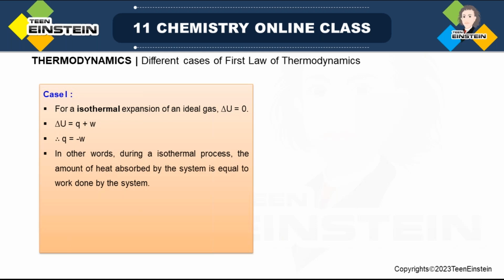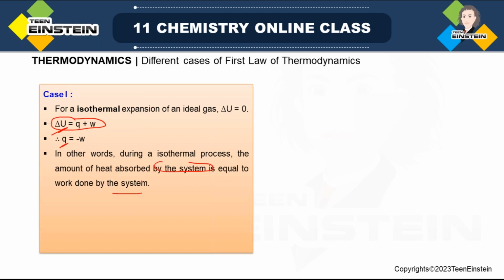So case 1, under the different cases of the first law of thermodynamics. This is the mathematical expression for the first law of thermodynamics. Now when it is isothermal expansion, that means del U we have to consider as 0. If the left hand side is 0, then Q will be equal to minus W. So for isothermal processes, the heat absorbed by the system, that means the small q, is equal to the work done by the system.